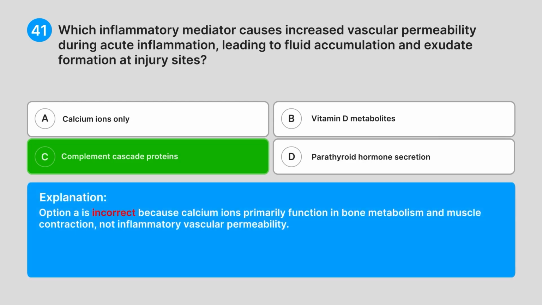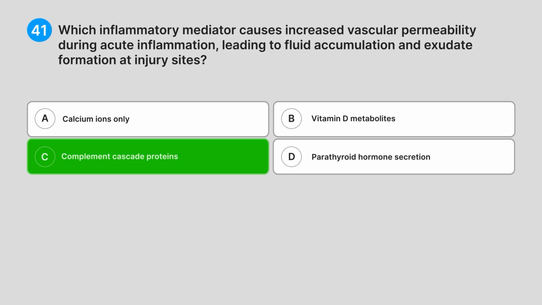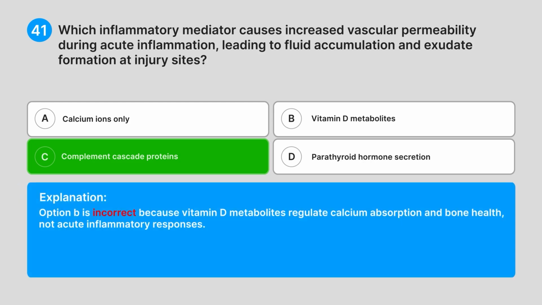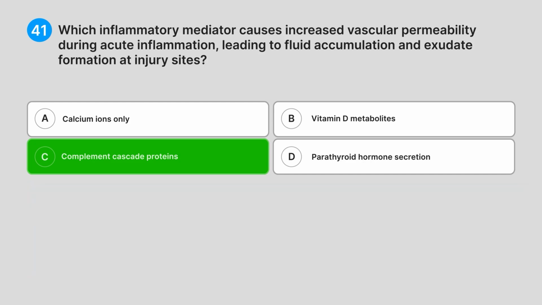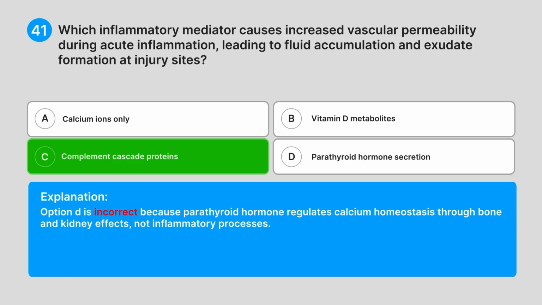Option A is incorrect because calcium ions primarily function in bone metabolism and muscle contraction, not inflammatory vascular permeability. Option B is incorrect because vitamin D metabolites regulate calcium absorption and bone health, not acute inflammatory responses. Option D is incorrect because parathyroid hormone regulates calcium homeostasis through bone and kidney effects, not inflammatory processes.